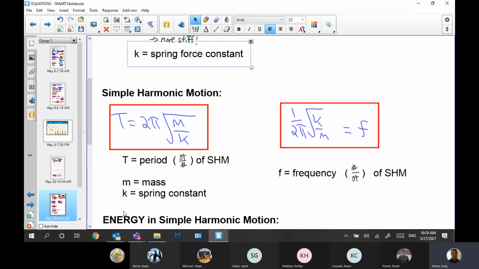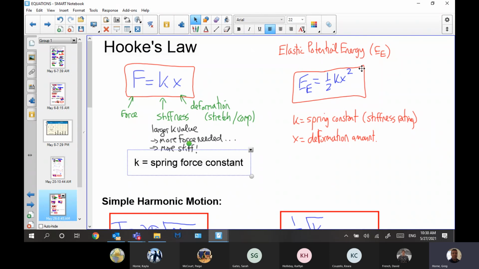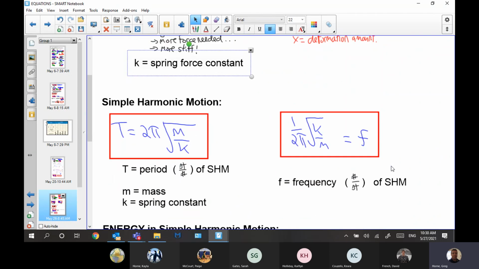Okay, so just make sure you recognize those have been added there now. Just like yesterday, we added F equals kx in the energy equation. Now we've got equations for what kind of motion they cause.